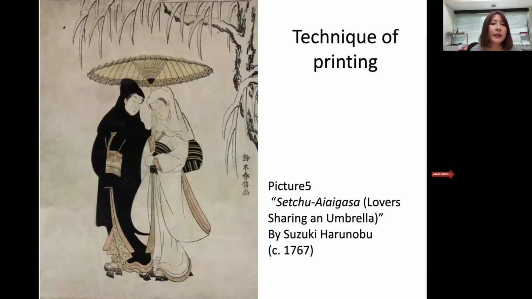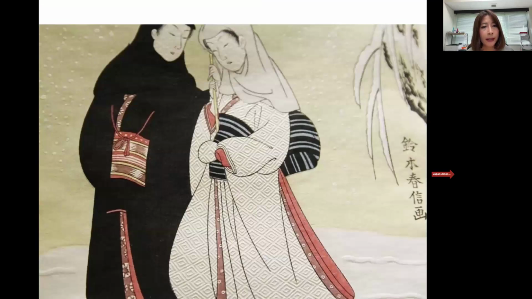Next, let's take a look at the technique of printing. The snow in this work is expressed not only by color, but by the unevenness of the surface. The next, please. The snow is expressed by rubbing the unevenness of the wood from above, without using pigments. This technique was used not only for snow, but also for kimono patterns. Next, please.